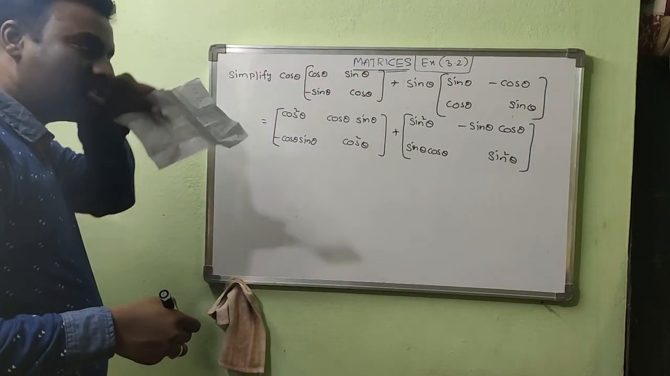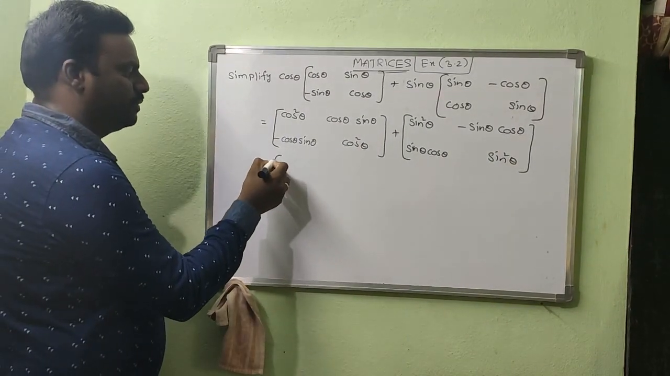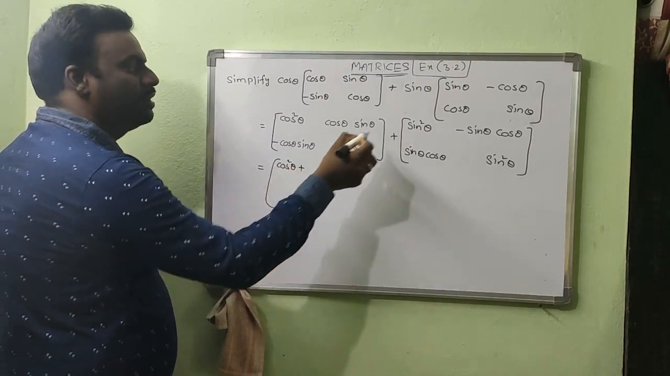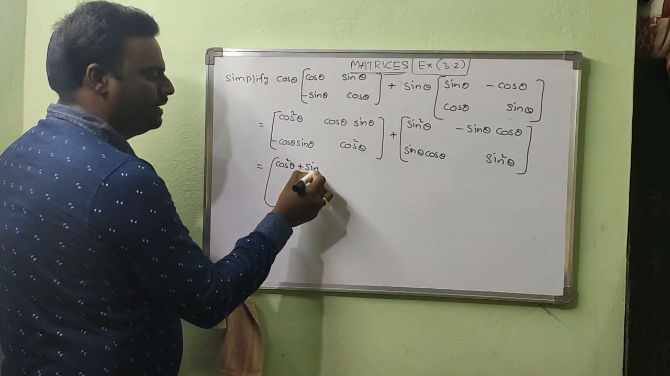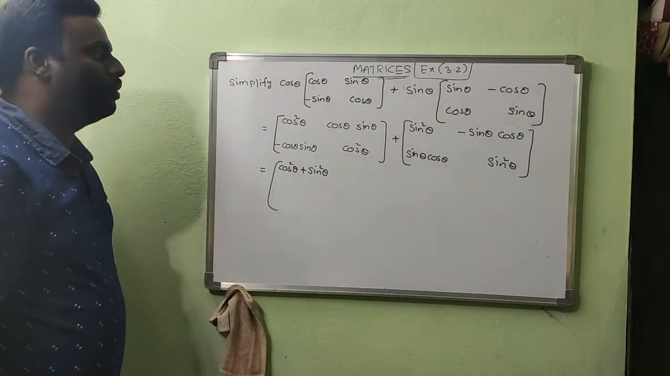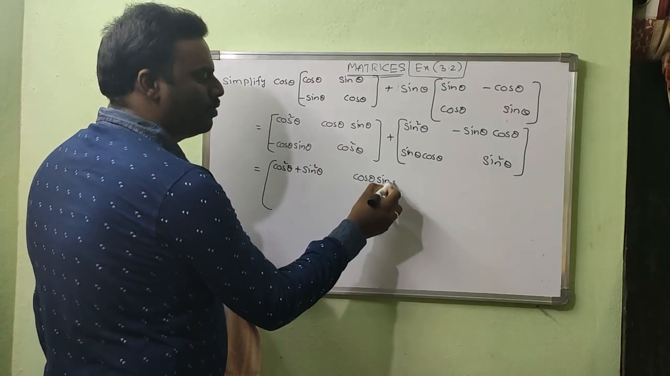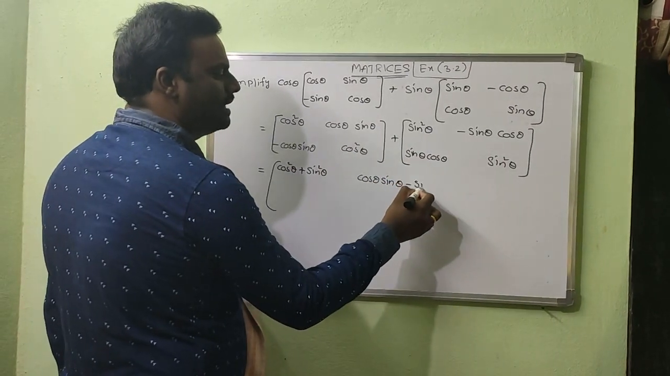Now add these two matrices. That equals, what is the first element here? Cos square theta. Plus, what is the first element here? Sin square theta. What is the second element here? Cos theta sin theta. What is the second element here? Minus sin theta cos theta.